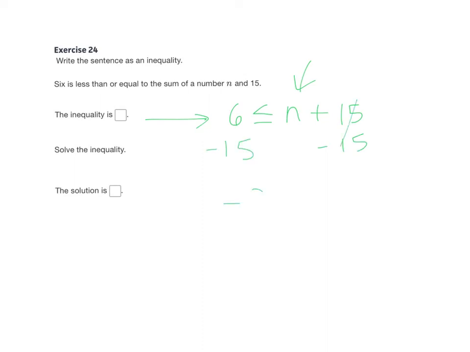I get negative 9 less than or equal to n. I'm going to flip it. N is greater than or equal to negative 9. That will be our solution. Any number greater than or equal to negative 9 will make that sentence true.